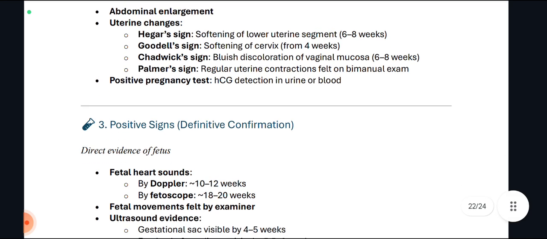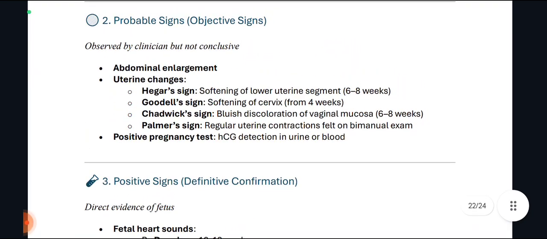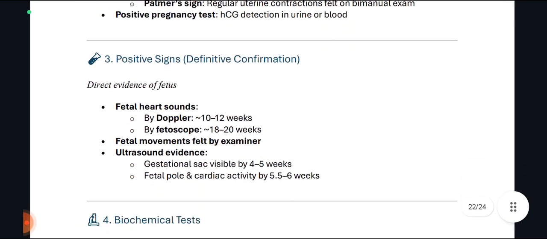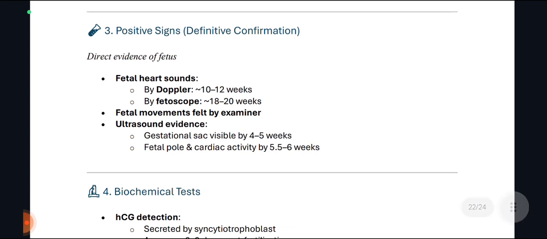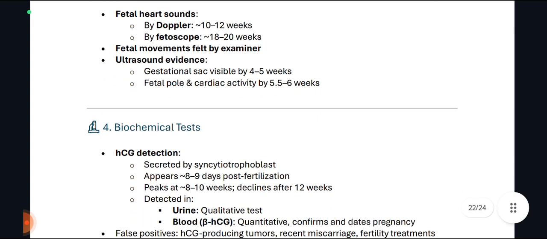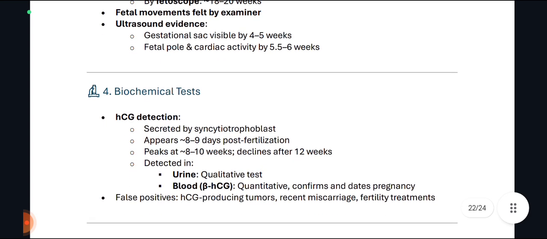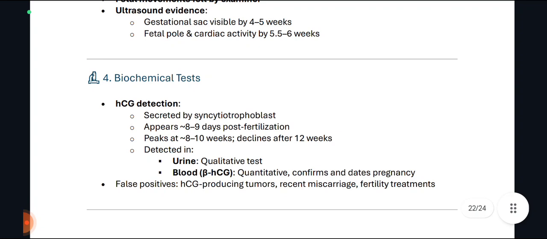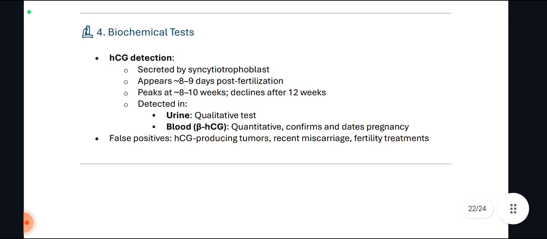Okay, now a positive pregnancy test is there because of HCG detection in urine or blood. Now, what are the final positive, definitive, confirmative signs? There are fetal heart sounds. By Doppler, we can hear the fetal heart sounds around 10 to 12 weeks, and by fetoscope, by 18 to 20 weeks. Fetal movements are felt by the examiner, and there is ultrasound evidence, in which the gestational sac is visible by 4 to 5 weeks, and fetal pole and cardiac activity on USG are visible by 5.5 to 6 weeks.